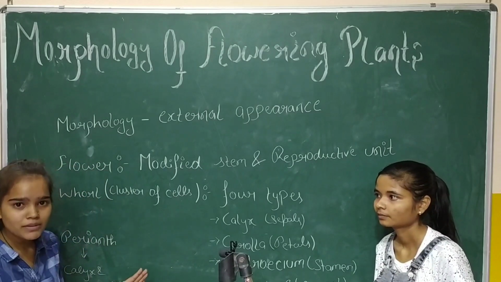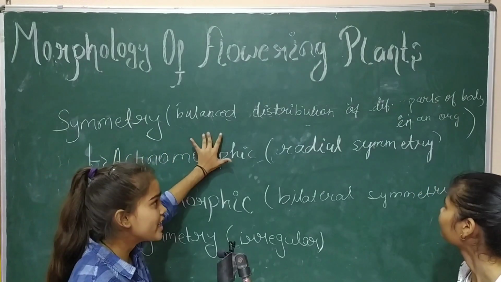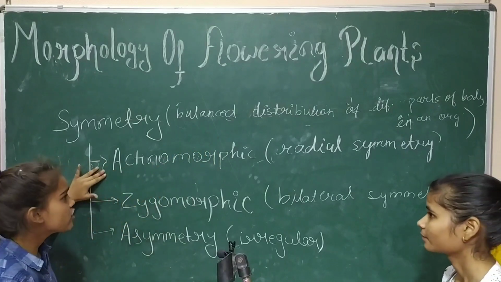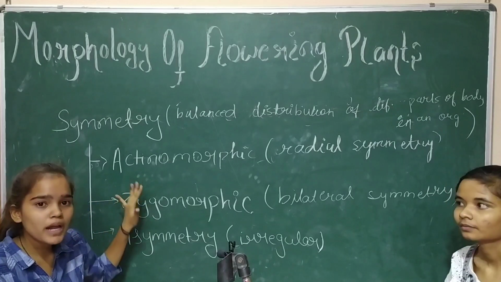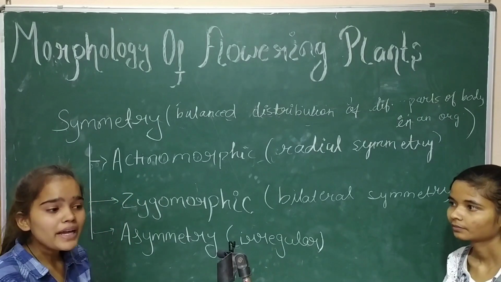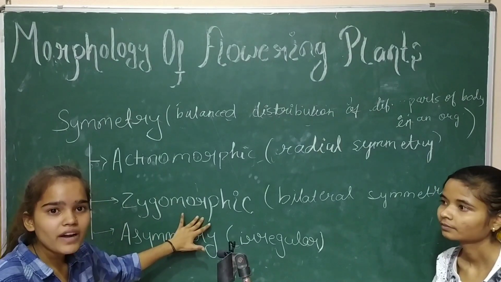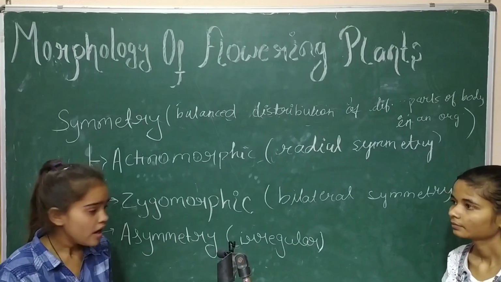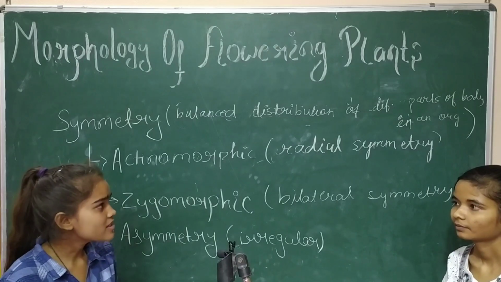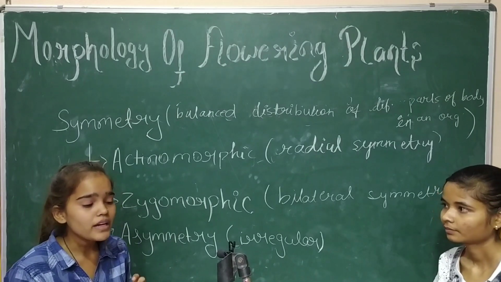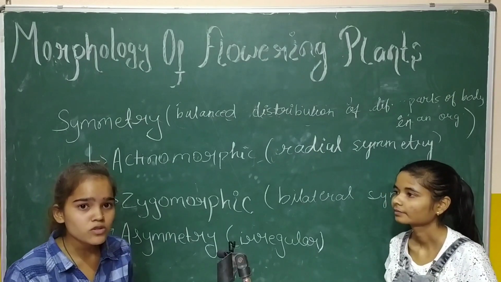If we talk about the symmetry of a plant, the symmetry is the balanced distribution of different parts of the body in an organism. It is of 3 types: actinomorphic, zygomorphic and asymmetry. Actinomorphic, that is the radial symmetry, in which the flower can be divided into radial halves by any plane, while the zygomorphic, that is the bilateral symmetry, means when a flower is divided into 2 equal halves in only one plane. And the third is asymmetry, which means irregular, in which a flower is not divided into halves by any vertical plane or symmetrical line passing through the center.